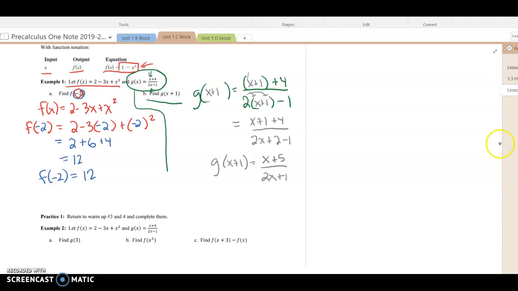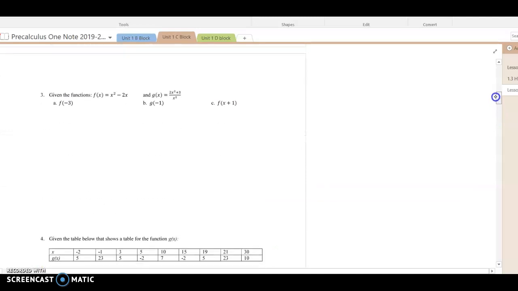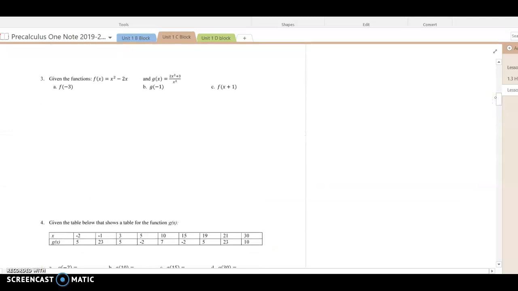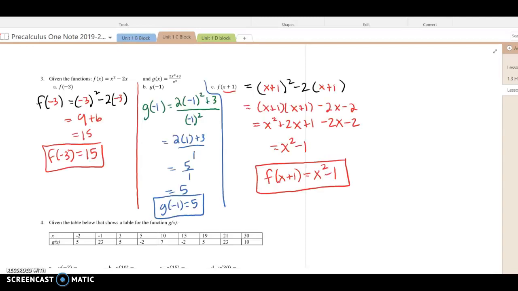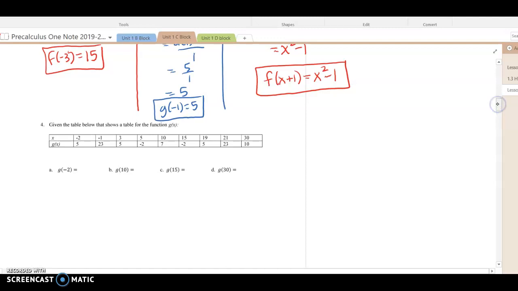Now return to warm-ups 3 and 4 and solve using the ideas that you just learned. Pause the video and then you can check your answers after you pause the video. Check your answers to warm-up number 3 and I will go through warm-up number 4 with you, which is a table. In this table, the first row represents all of our x values and the second row represents all of our g of x values or our y values.